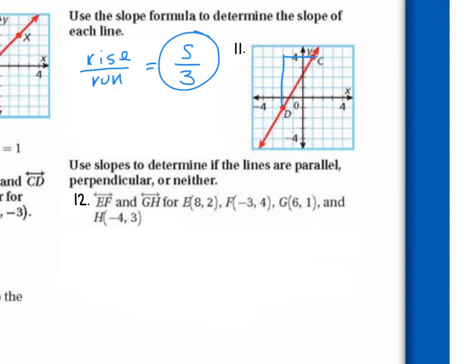Okay, so now for 12, we actually need to use the slope formula. So what's the slope formula? y2 minus y1 over x2 minus x1.